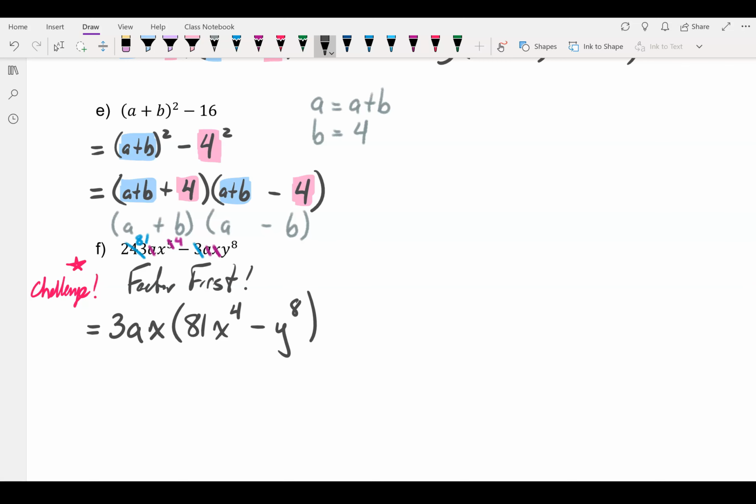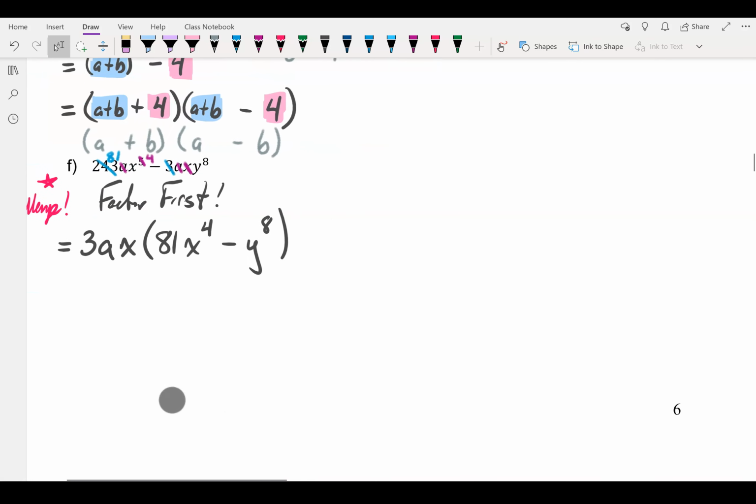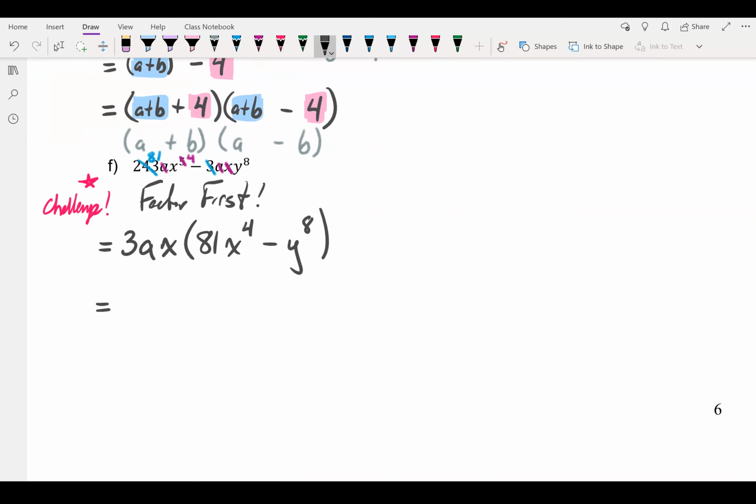Now, again, it might not look like I'm able to solve this, but we've encountered something like this before. Okay? So let me show you what I mean. This is 3ax. I'm going to keep that in there. And now let's put a square bracket here and see what I can do. What's the square root of this? Well, the square root of 81 is 9, so I can say it's 9. And then the square root of x to the power of 4 is x to the power 2.